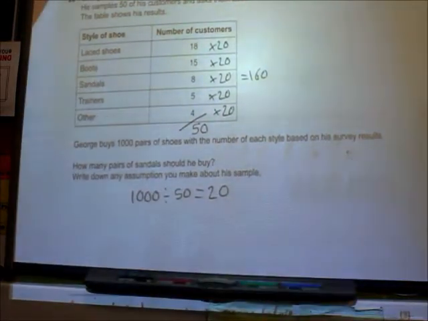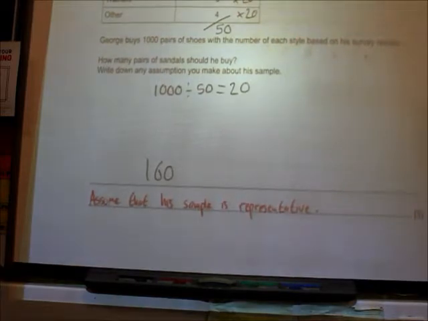And it says, write down any assumptions you've made about his sample. The most common one is that you've got to assume that his sample is representative. Things with these samples, he could have asked loads of school children or asked loads of old people. He needs to be asking a good variety of people.